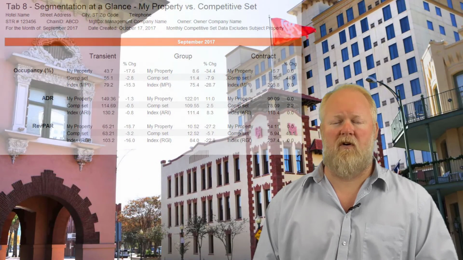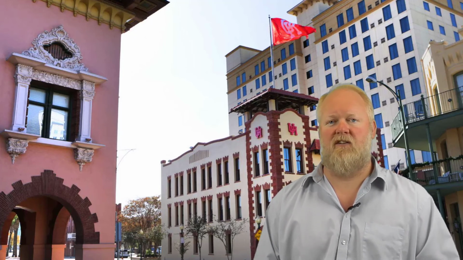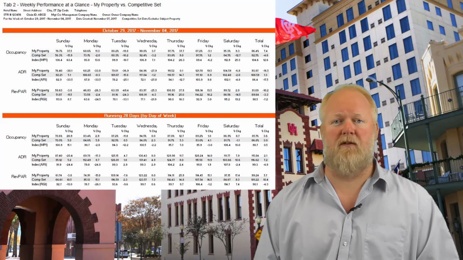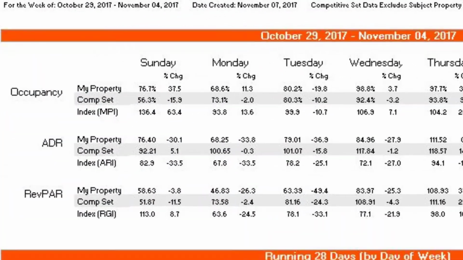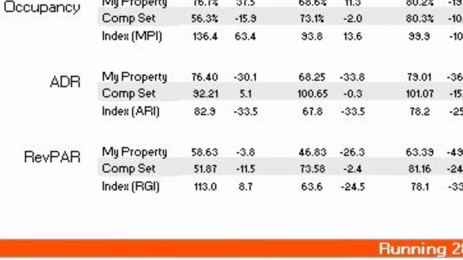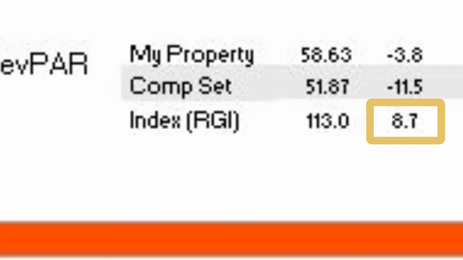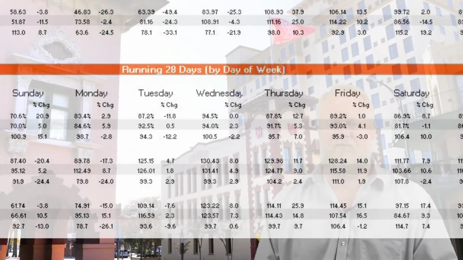The weekly STAR report is much more useful in an operational capacity because the data is very recent. Almost all hotels that get the monthly report also get the weekly report. Again, they're generated on Tuesday evening for the prior Sunday to Saturday. Again, the most important page on this is going to be the performance at a glance page, which has your occupancy, your average daily rate, and RevPAR. For the current week, it also includes your index numbers and percent changes. It's also going to have these numbers for the running 28 days as well.